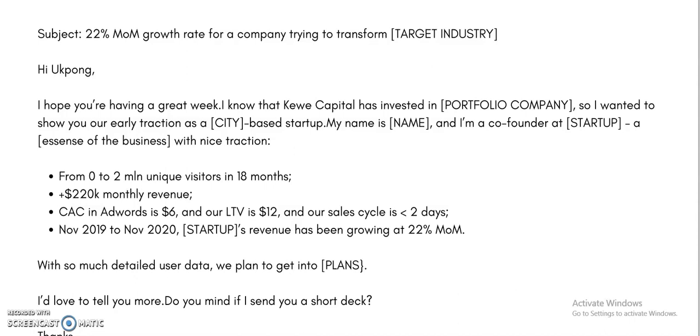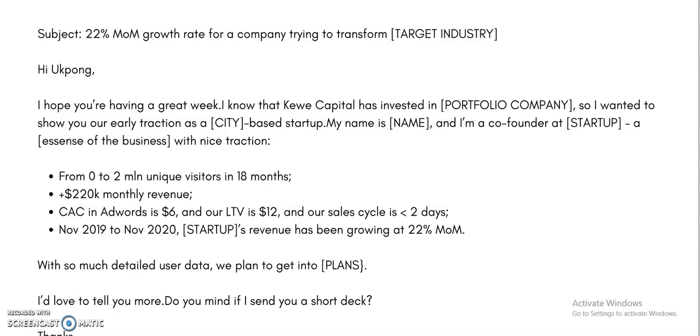Since I'd love to tell you more, do you mind if I send a short deck? For this example, this entrepreneur here is asking Ukbong if he or she doesn't mind if he sends in a short deck. That's the pitch deck, which explains in more detail what the company is all about, the team, their experience. So the pitch deck has way more detail than this email. And then you're asking if you could send it in, which is a good one, but I always advise that you just tell people, find a deck attached. So I put this example here because I wanted to show the difference between, oh, if you want, I'll send you a short deck.